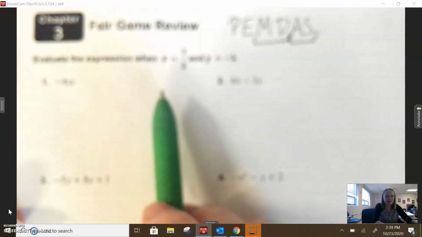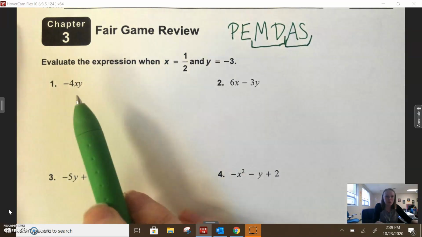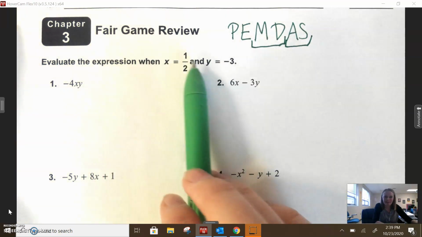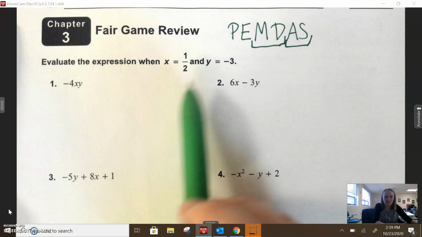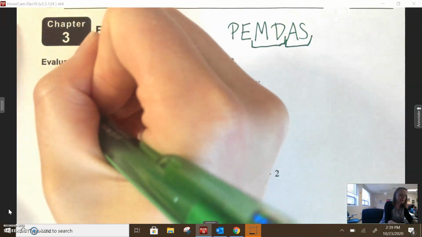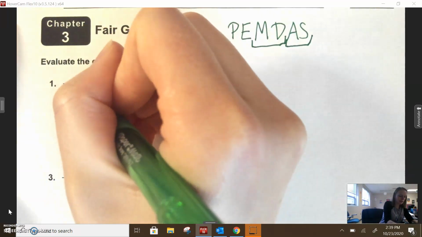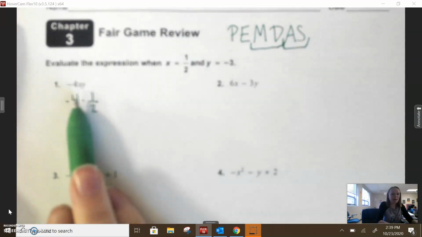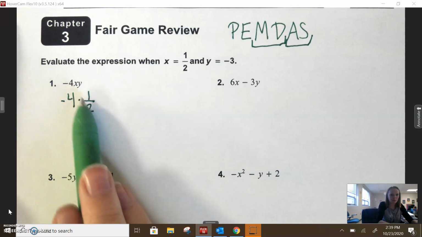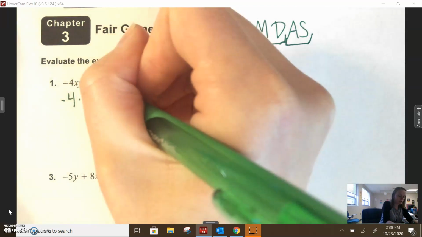What we had here is I told you that x was equal to 1/2 and y was equal to -3. When we do these types of problems, we don't like letters in math. We want to put numbers in for the letters. So I told you what the letters were, so we're just going to replace the letters with our numbers. So I have -4. When I have something next to something, that means multiply. So this is really -4 times x, which is 1/2, times y, which is -3.